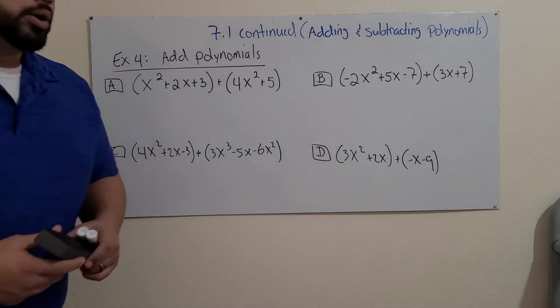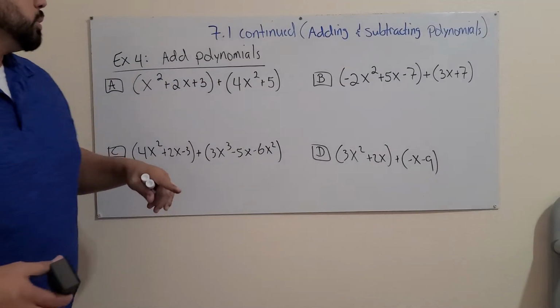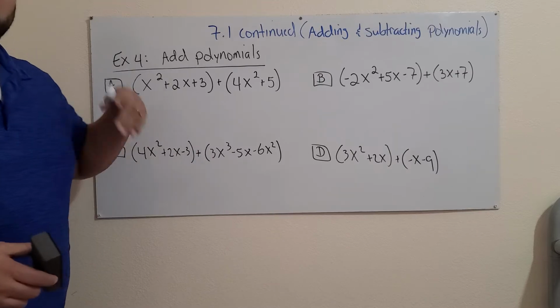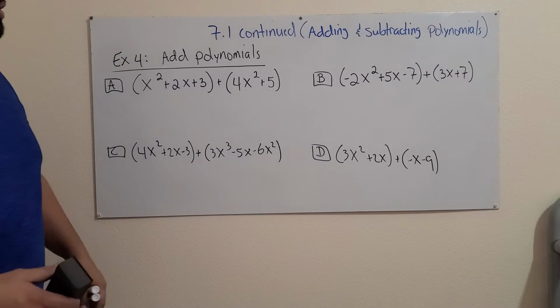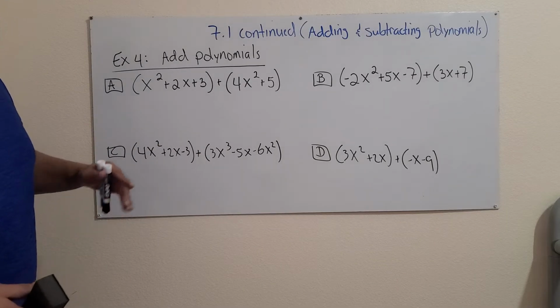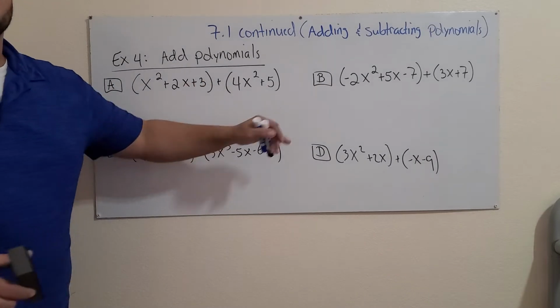Hey guys, in this video we're still in 7.1, which is adding and subtracting polynomials, which is actually what we're going to be doing today. I know in the other video we talked about what a polynomial is, what a monomial is, binomial, trinomial, also what a constant is, a linear, quadratic, and cubic functions. But in this example we're just going to simply add two polynomials together.